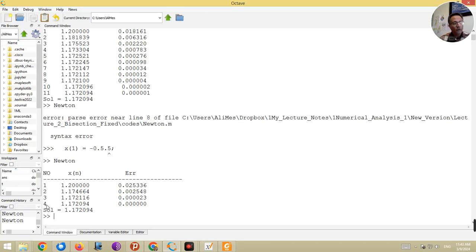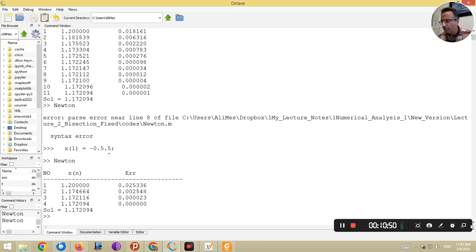with just 4 iterations. So, in fact, the Newton method is much faster and much better than the fixed point method. This is the first problem that we solved.